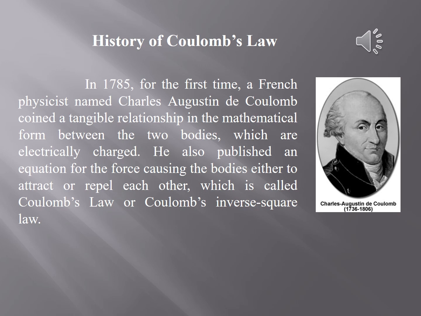So how did Coulomb's law come about? In 1785, for the first time, a French physicist named Charles Augustin de Coulomb established a tangible relationship in mathematical form between two bodies which are electrically charged. He also published an equation for the force causing the bodies either to attract or repel each other, which is called Coulomb's law or Coulomb's inverse square law.